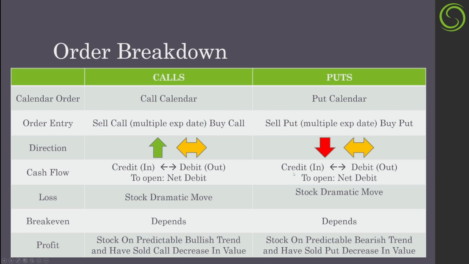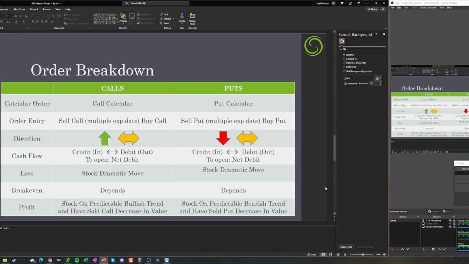The break even is going to depend a little bit, but we will look more at this when we get to the risk profiles on the broker. On the profit side, we're looking for stocks that are in a predictable bullish trend. We're not looking for dramatic moves, that's going to be the bad side here. All we're looking to do is have the sold near-term call just decrease in value.